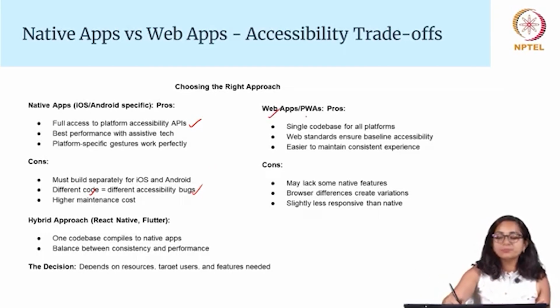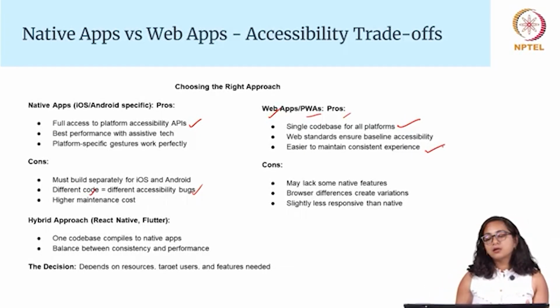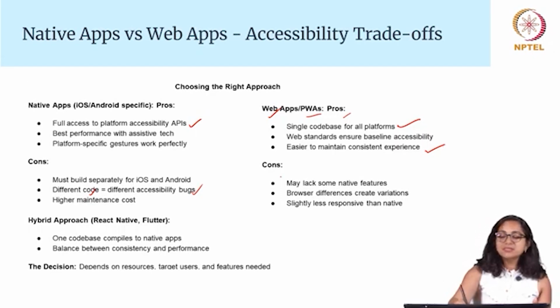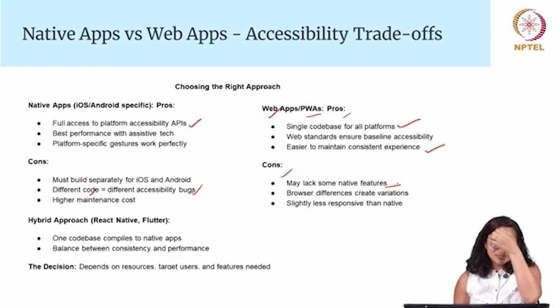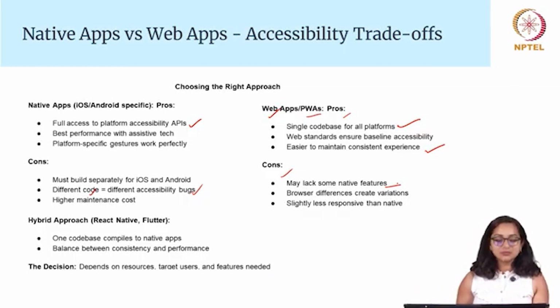Similarly, for web-based apps or PWAs, the pros are a single code base for all platforms. Web standards apply uniformly, and it is easier to maintain because you can ensure consistency of experience. Accessibility audit is also easier. The cons are that they may lack some native features because web-based applications are not able to access the OS level APIs. Then browser differences create variations. Slightly less responsive than native, but I think the performance is still very good.